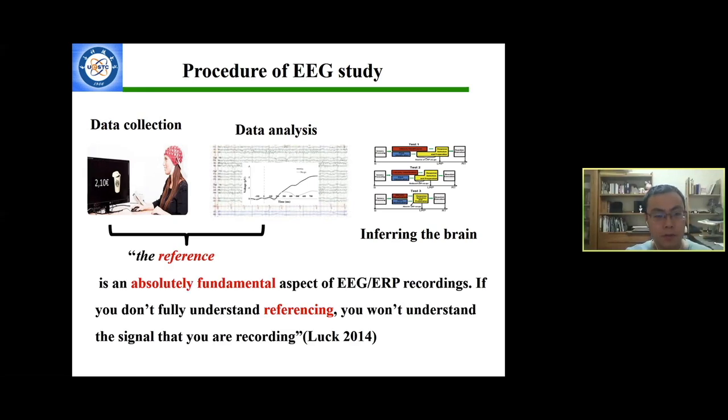The reference is an absolutely fundamental aspect of EEG and ERP recordings. If you don't fully understand the reference, you won't understand the signal that you are recording.